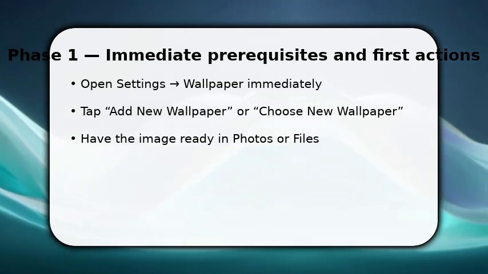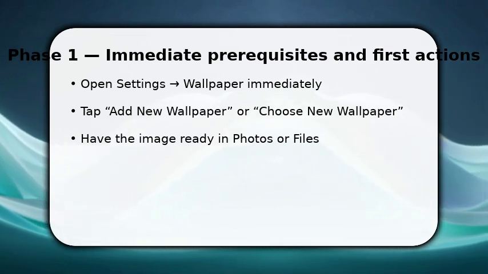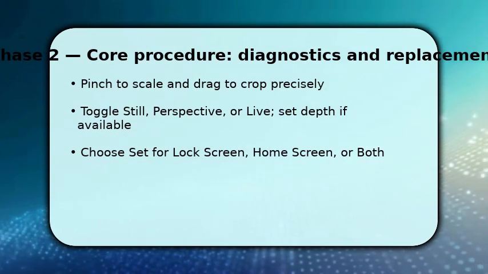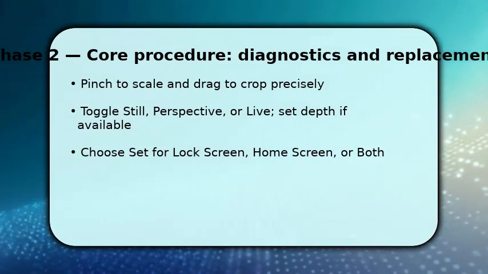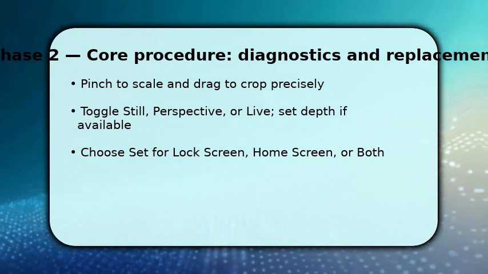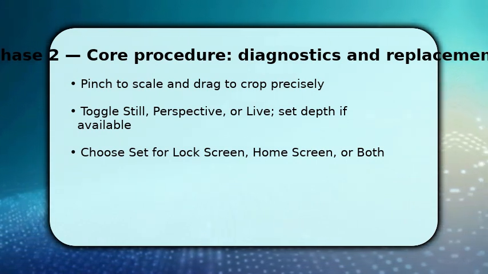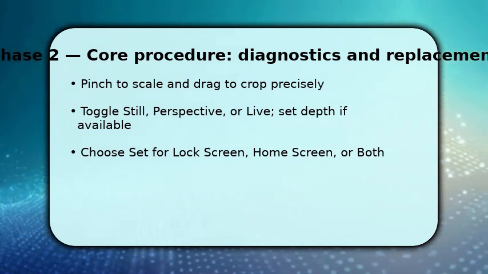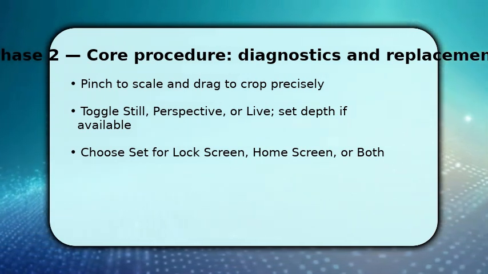We'll adjust crop and effects next. You now crop, position, and pick effects. Pinch to zoom and drag the image to frame what you want. This ensures important detail isn't cut off. Then toggle still, perspective, or live photo. Perspective moves with motion, still is static. If depth is detected, you can enable depth effect for layered look.